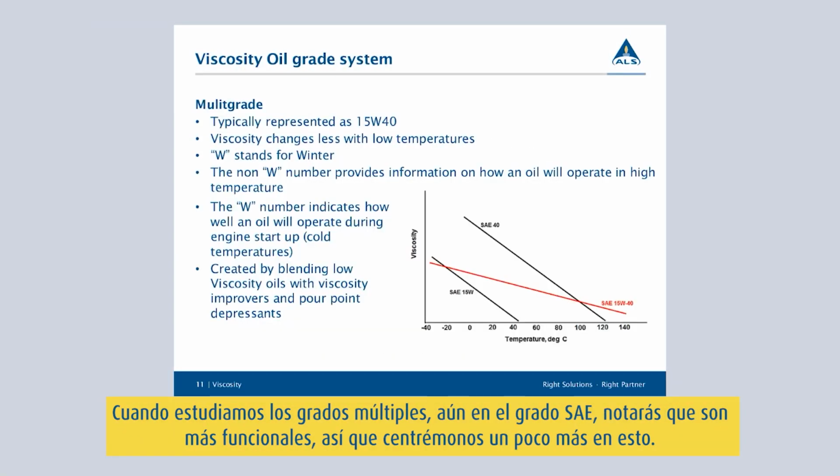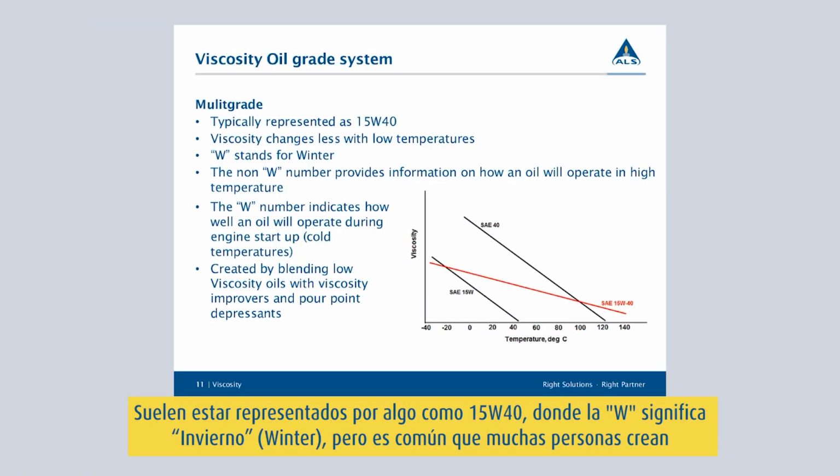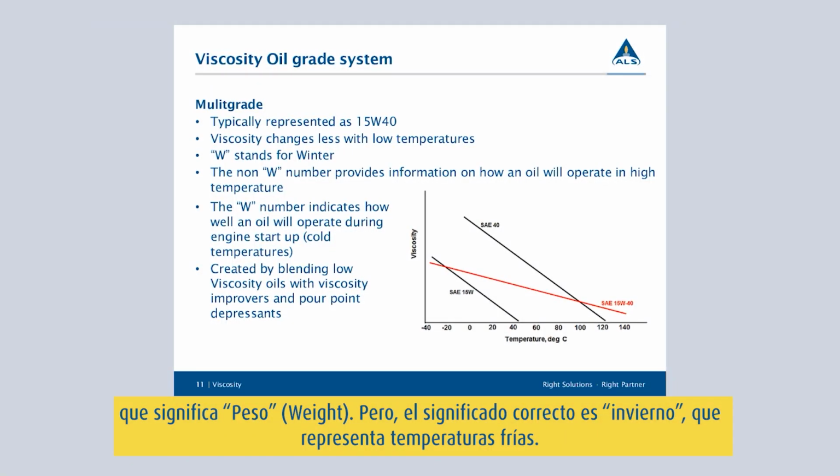So when we look at our multi-grade, which is still in the SAE grade, multi-grades are very functional, and I want to spend some time on that one. It's typically represented by something like 15W40. I know I have the answer on the screen, but W actually stands for winter. It's a common misnomer where a lot of people think it stands for weight, but the proper term is winter, meaning colder temperatures.